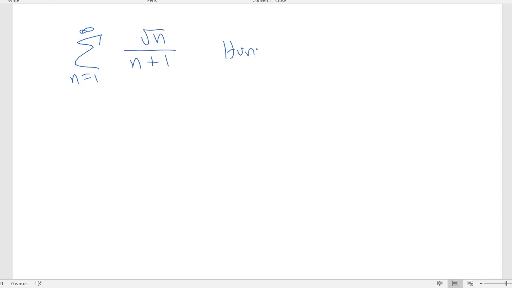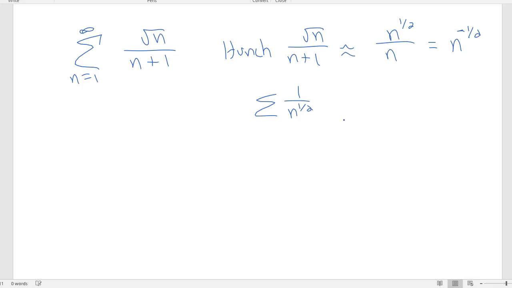So I'm going to have my hunch, and in the numerator, the square root of n is going to dominate. So I have n to the 1/2 that will dominate, and I have n in the denominator that will dominate. If I divide like bases, I subtract exponents, and I get n to the negative 1/2. So I really have 1 over n to the 1/2 that I'm comparing to, and this is a divergent p series. My p is 1/2, and that's less than 1. So this is a divergent p series that I'm comparing to.